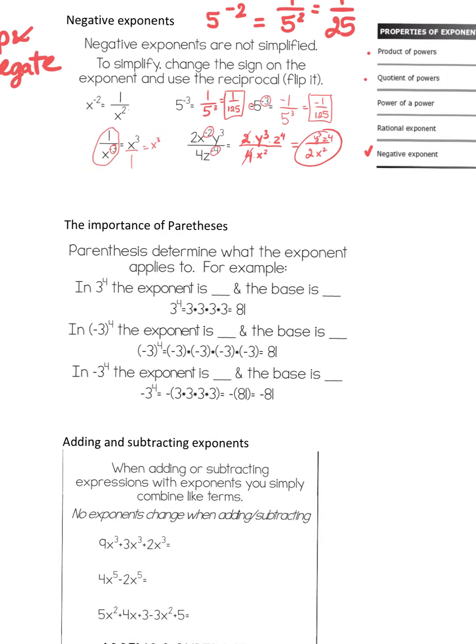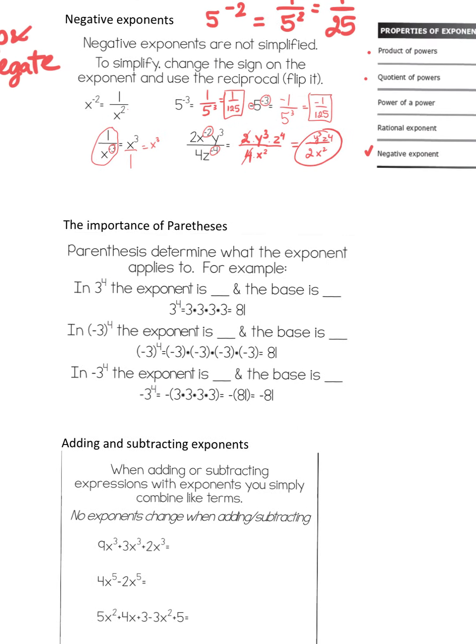All right. The importance of parentheses. Parentheses determine what the exponent applies to. 3 raised to the power of 4, the exponent will be 4, and the base is 3. So that's why we take the base and multiply it 4 times. 1, 2, 3, 4, and you got 81. And again, 3 raised to the power of 4 is not 12. Some people do 3 times 4 is 12. Make sure it's the base multiplied: base times base times base times base.